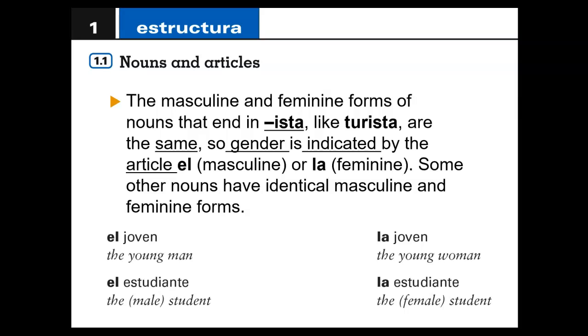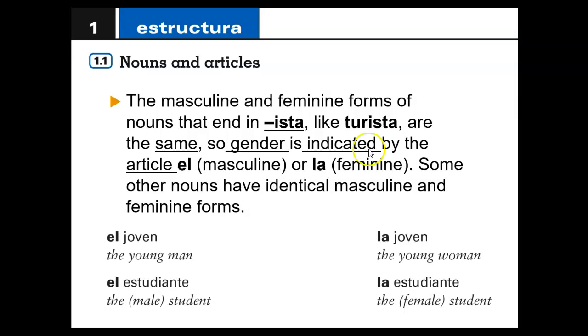The masculine and feminine forms of nouns that end in ISTA, like turista, are the same. So gender is indicated by the article, el for masculine or la for feminine. Some other nouns have identical masculine and feminine forms. For example, el joven. The word joven is like neutral. The only way that you're going to figure out if we're talking about a young man or a young woman is the article that's in front of it.